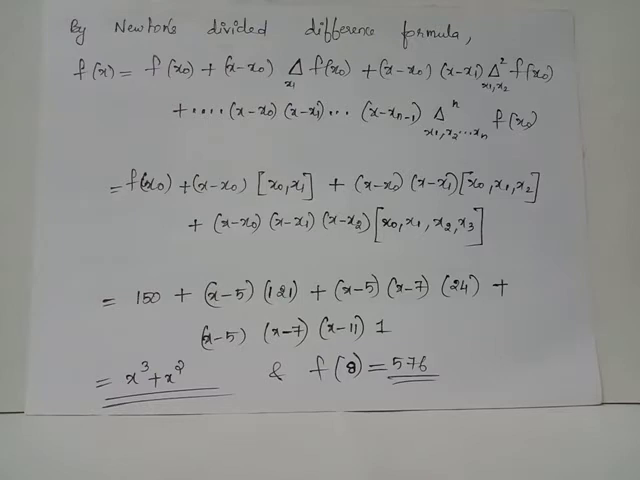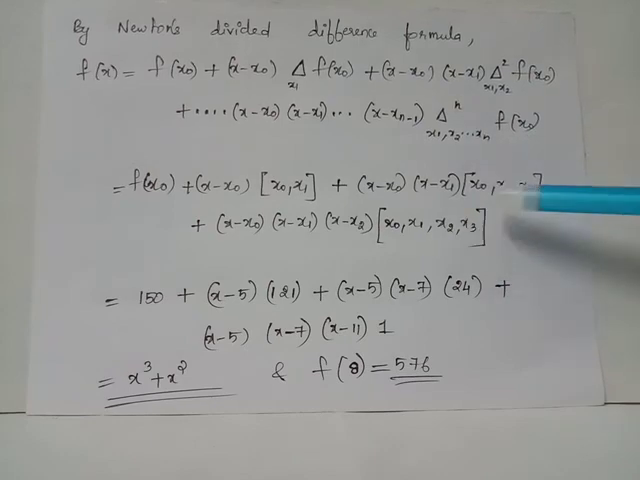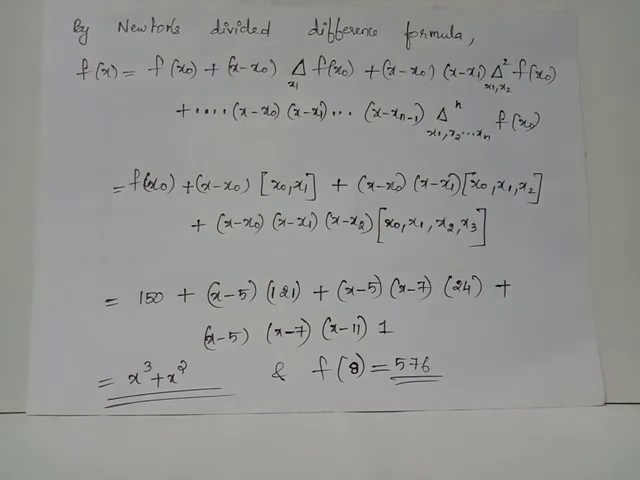Here it can be written as f of x naught plus x minus x naught into the first divided difference, plus x minus x naught into x minus x1 multiplied by the second divided difference, plus x minus x naught, x minus x1, x minus x2 multiplied by the third divided difference. These notations are denoting divided differences.